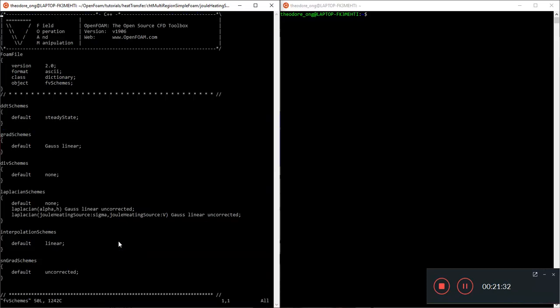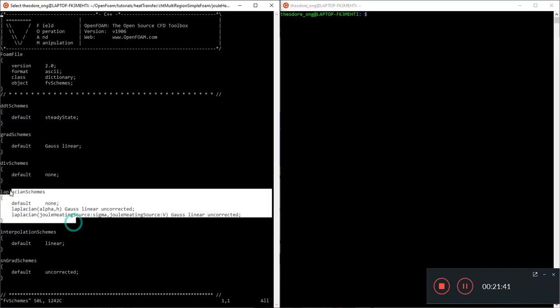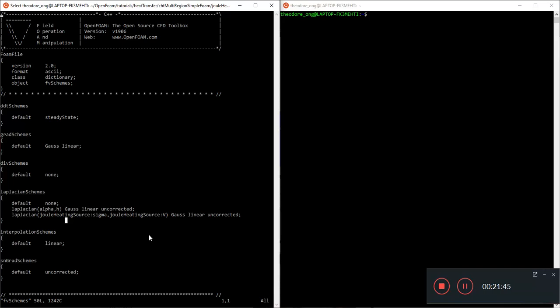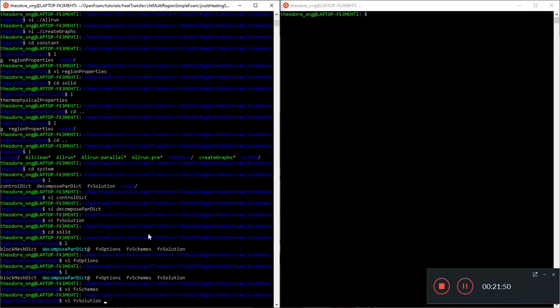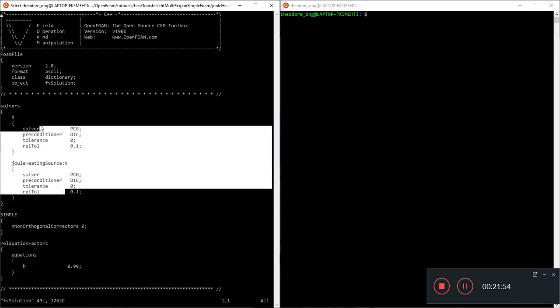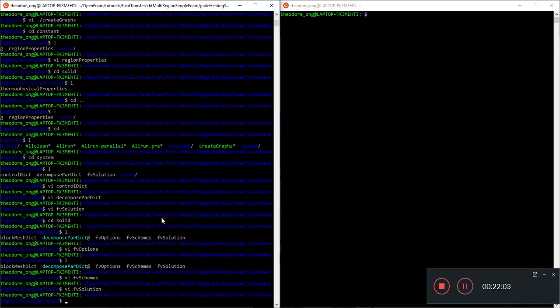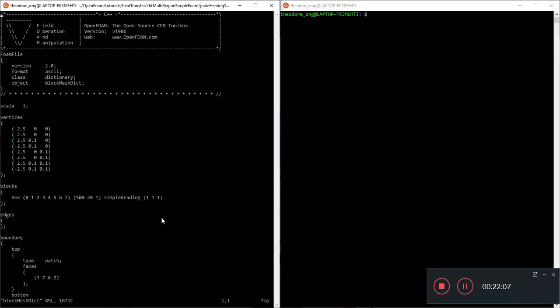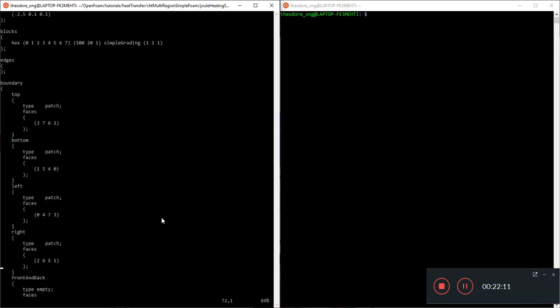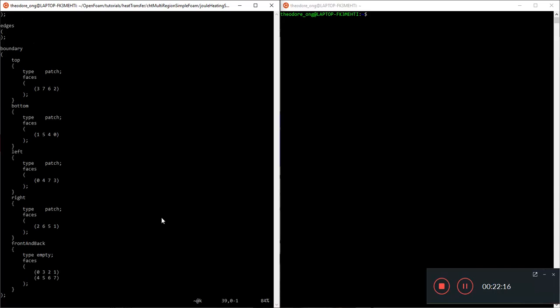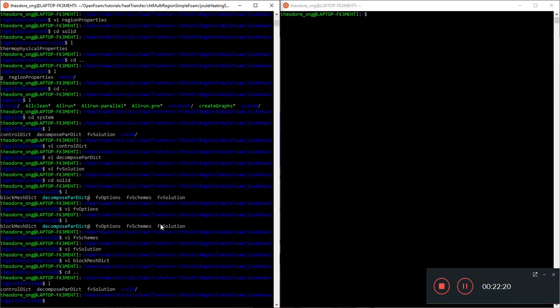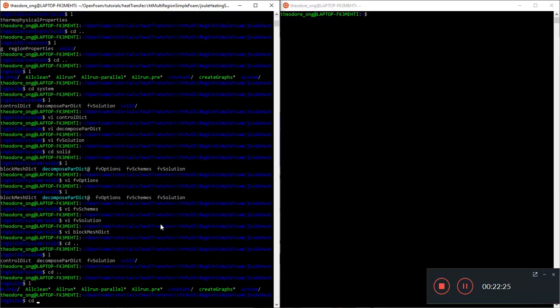Okay, fvSchemes. We have ddt, gradient, Laplacian schemes, and all of that. It looks like most of it will be using Laplacian foam. And we look at fvSolution. We have these solvers for h and Joule heating source V, and then the SIMPLE settings are here, with the relaxation factors. These are the inputs to the solver. And we have also the blockMeshDict, which is again a very simple thing. It's basically one block. So this Joule heating case looks pretty simple. There's only one region, and there's no fluid and solid interacting.